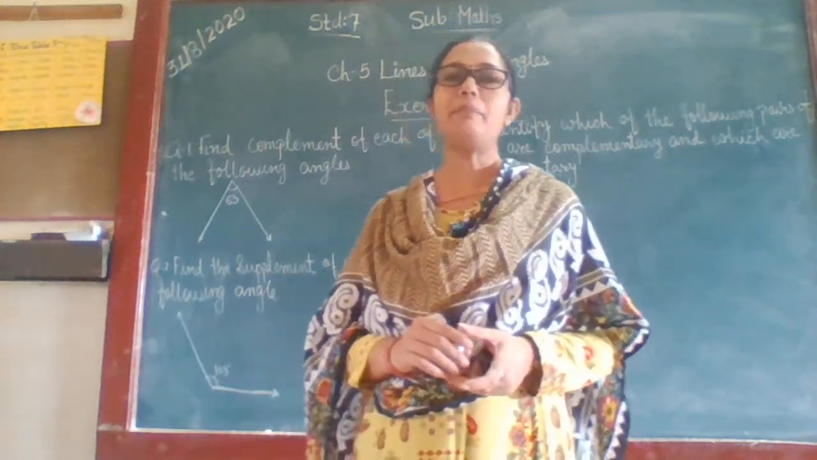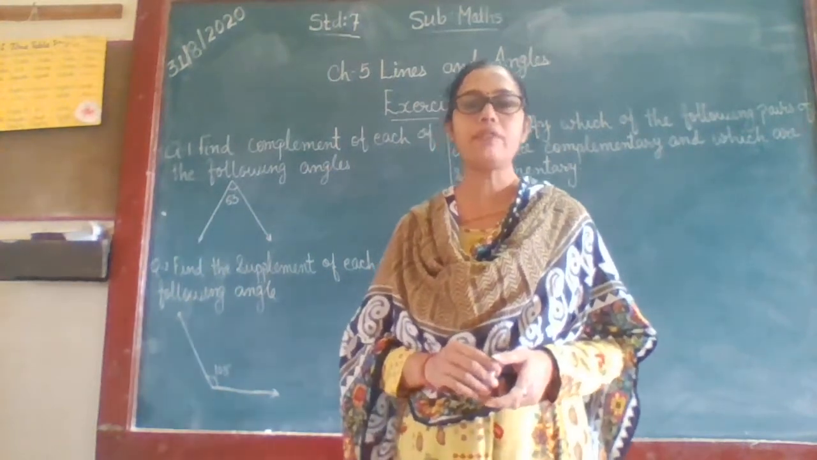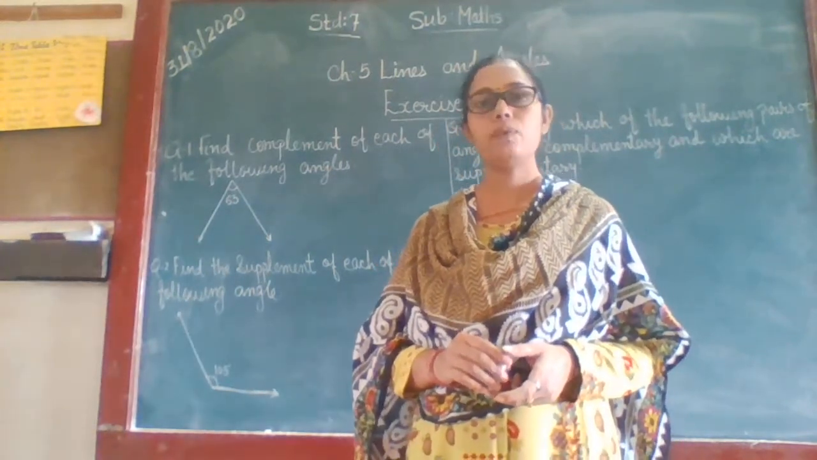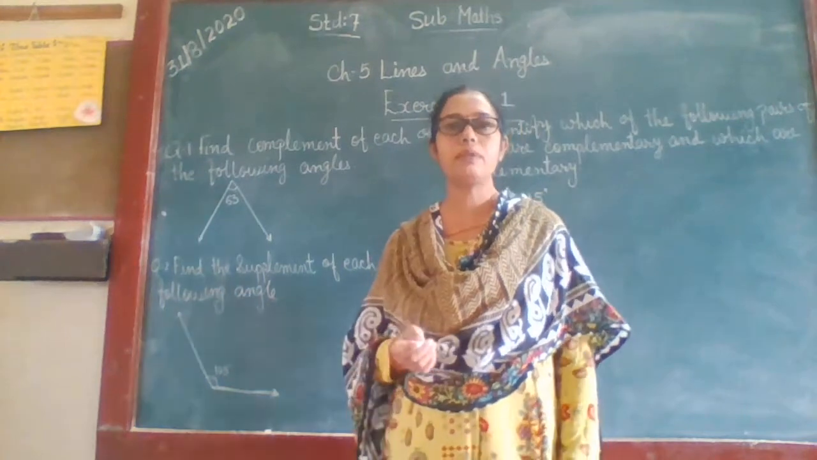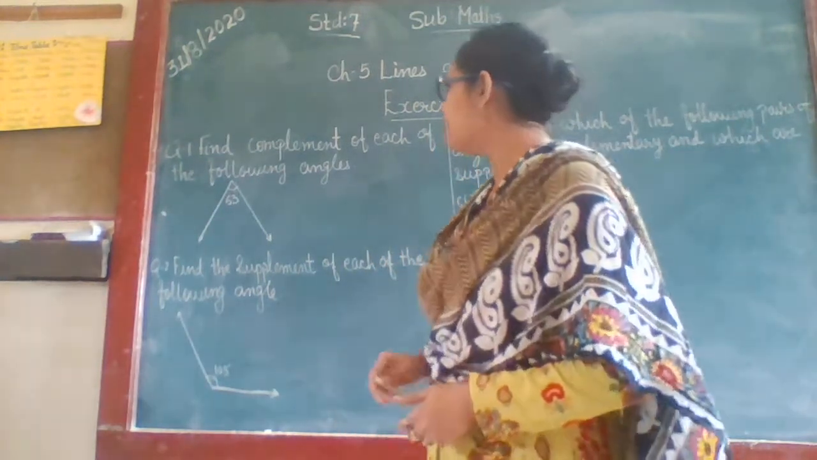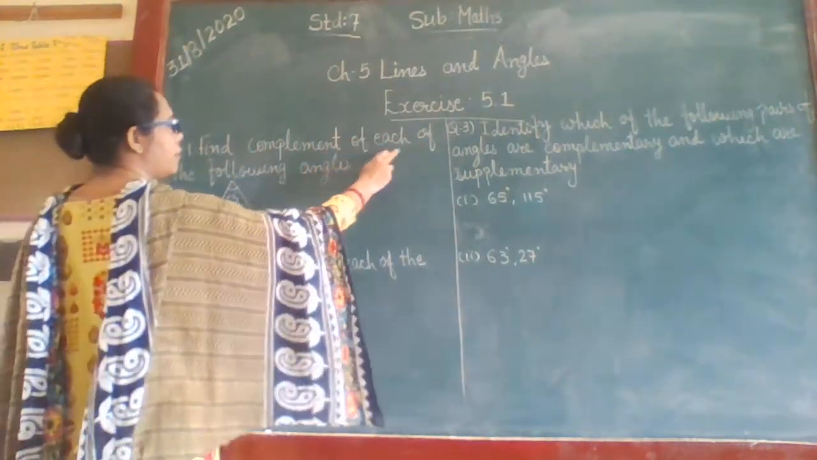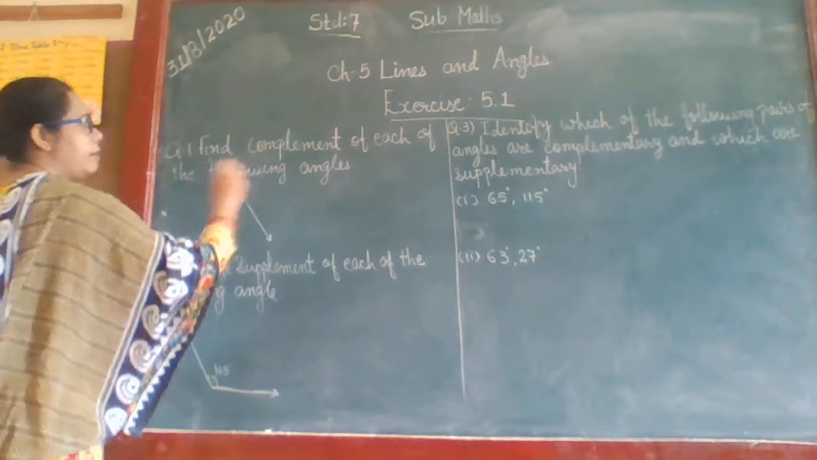In Maths chapter number 5, Lines and Angles, today I will solve some examples of exercise 5.1. So with the help of those examples, you can solve the other examples. Example number 1, find the complement of each of the following angles.